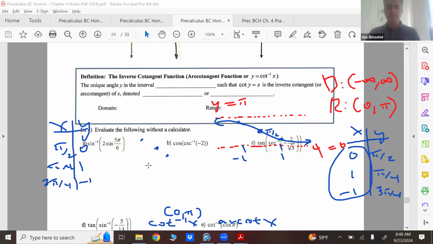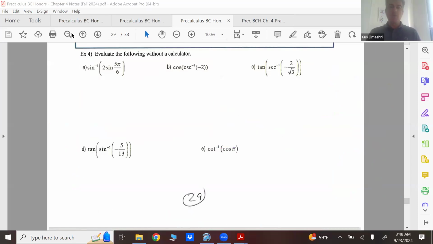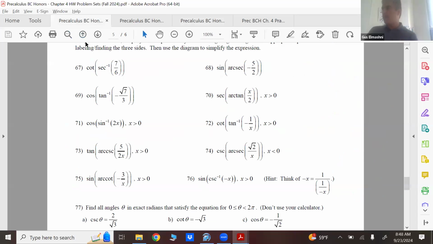Domain and range, I already wrote it. We don't have to write it again. So let's just move on to some other stuff here. So the default range is from 0 to pi. Okay, that's what's happening there. So with that said, I could do 75 now. Now I feel comfortable talking about 75.